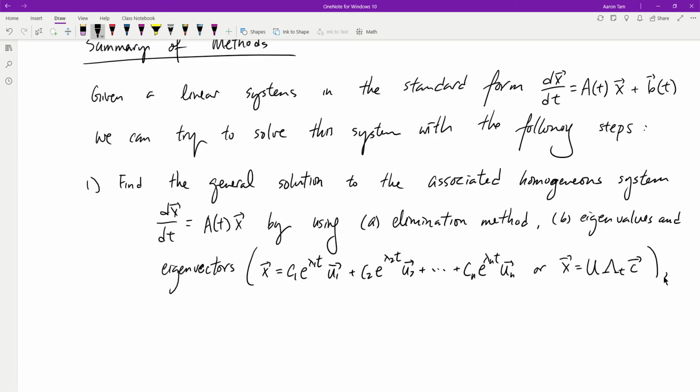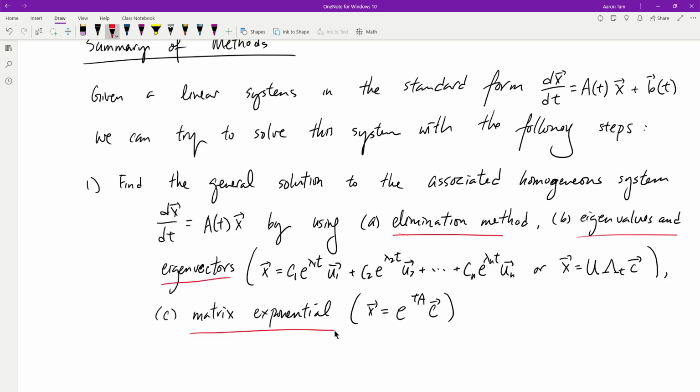Or we could also use the third method, the matrix exponential, which is e to the tA. In this case, our solution vector x is actually equal to e to the tA multiplied by some constant vector c. So any of these three methods are available to you depending on which one is easier to do.